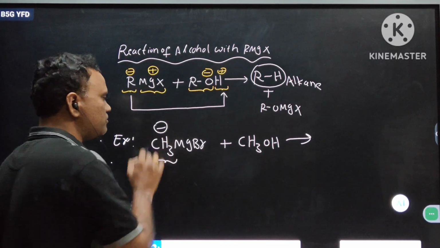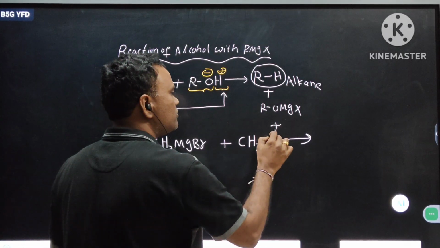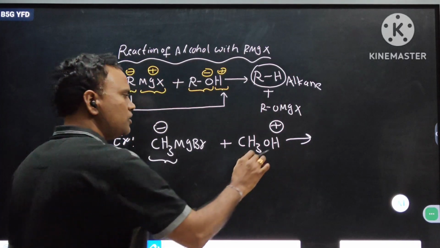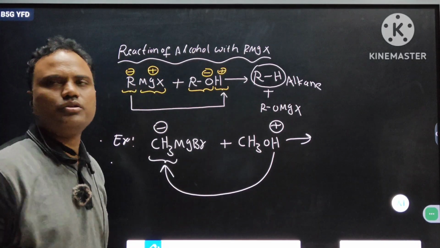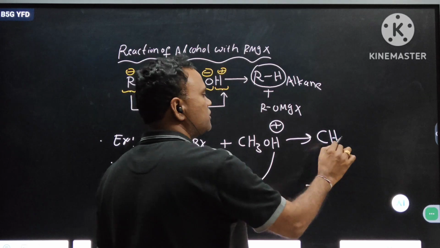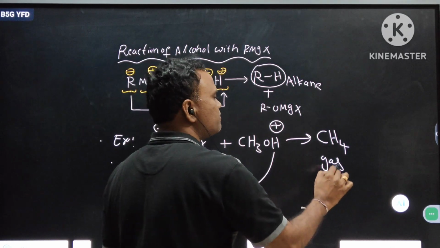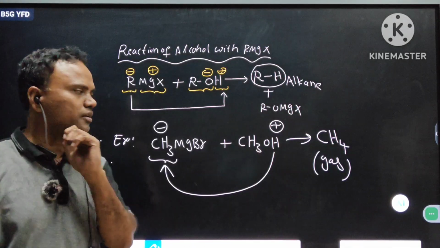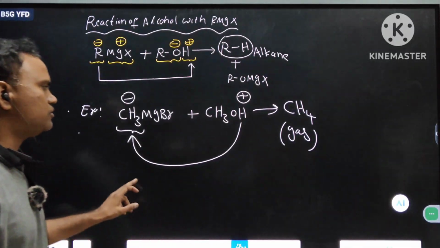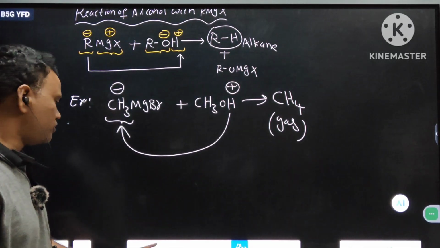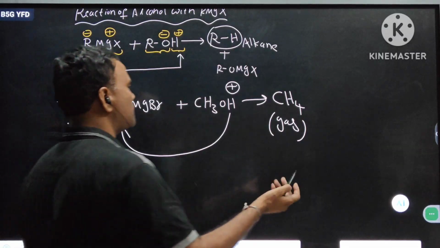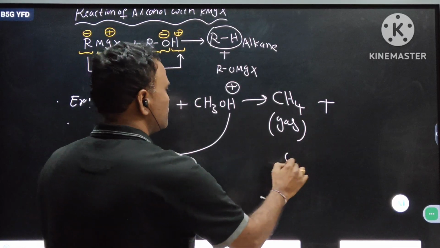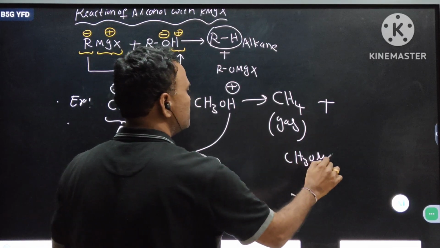CH3 negative. Here hydrogen is positive. This hydrogen attaches to CH3 to give alkane, that is methane, a gaseous product. In this case, methane gas is obtained, and the byproduct, you don't worry about the byproduct. You can skip it also, but write it for formality: CH3O MgBr.